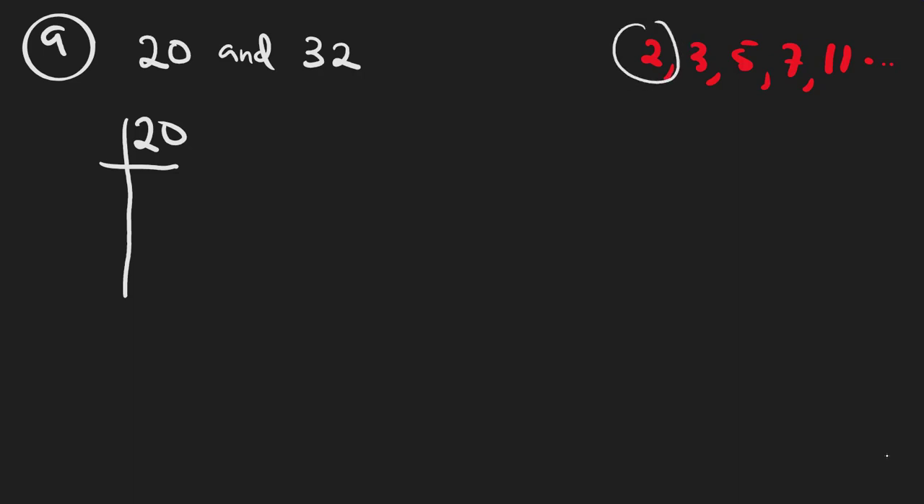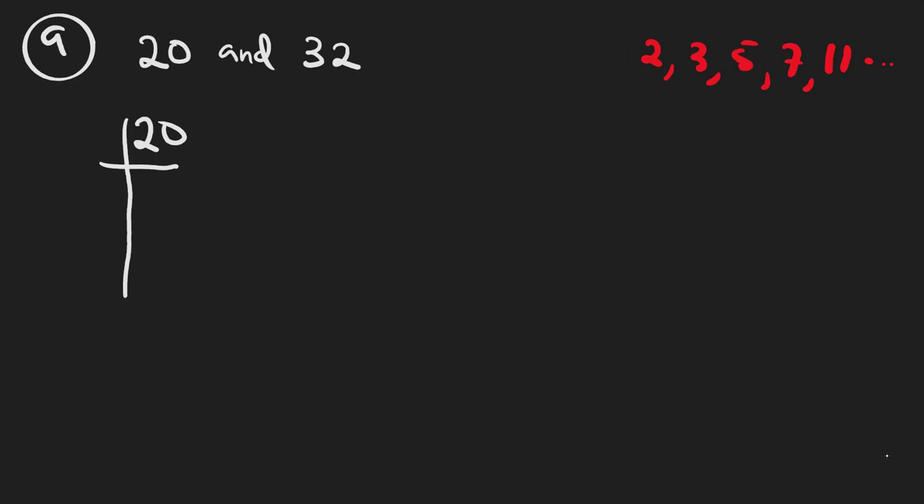So the first one is 20 and 32. In this case, the first thing to do is to find the prime factors of the individual numbers, and we've seen how to find the prime factors of numbers. So the first one here is 20. Let's write down our prime factors here. We have 2, 3, 5, 7, 11, and so on, right? So can 2 divide 20? Of course, yes.